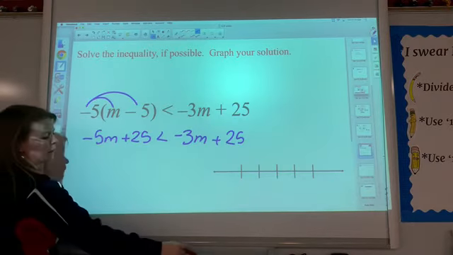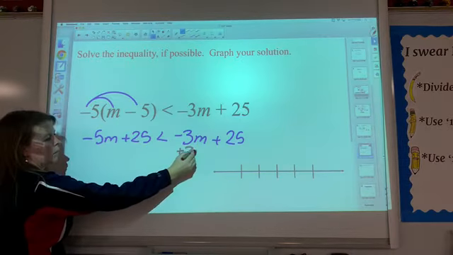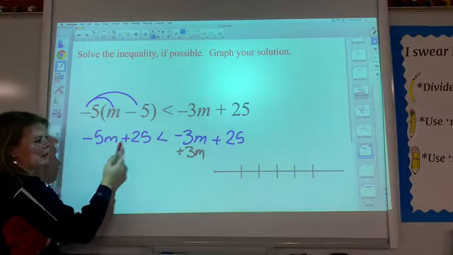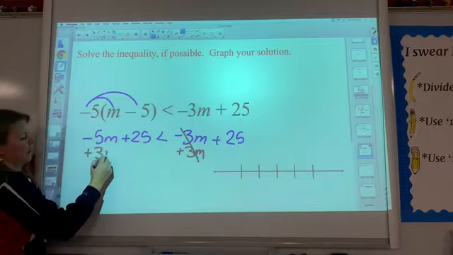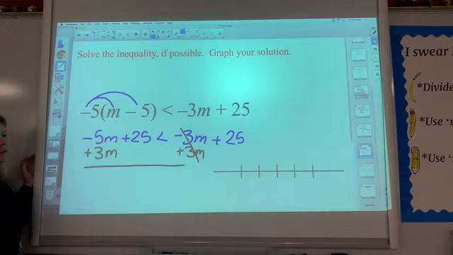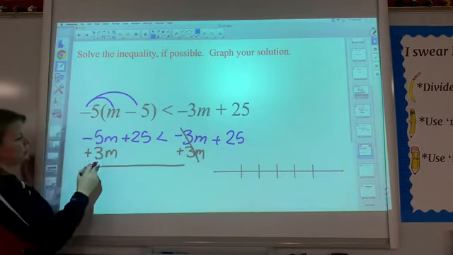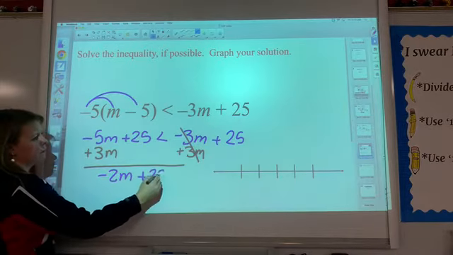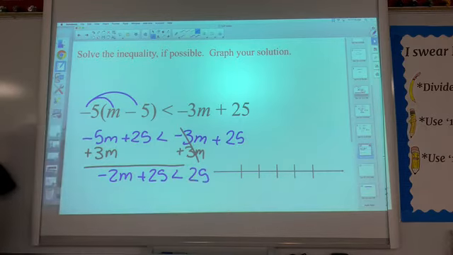Like each of the problems that we've already done, plus the ones that we did on part 1 of the notes, we're going to try to get our m, our variable, over to the left side of the equation. Watch what happens this time compared to before. If you add 3m over here, our m's did not cancel out this time. We have negative 5m plus 3m is negative 2m. Negative 2m plus 25 is less than 25. So we've got to keep going. We have to keep solving this.